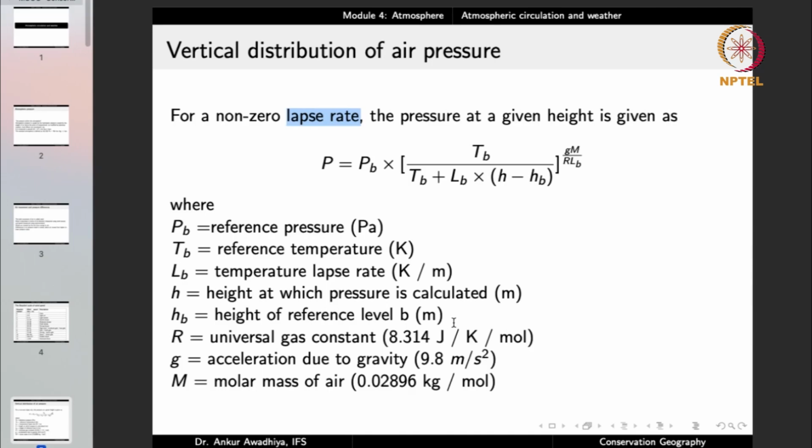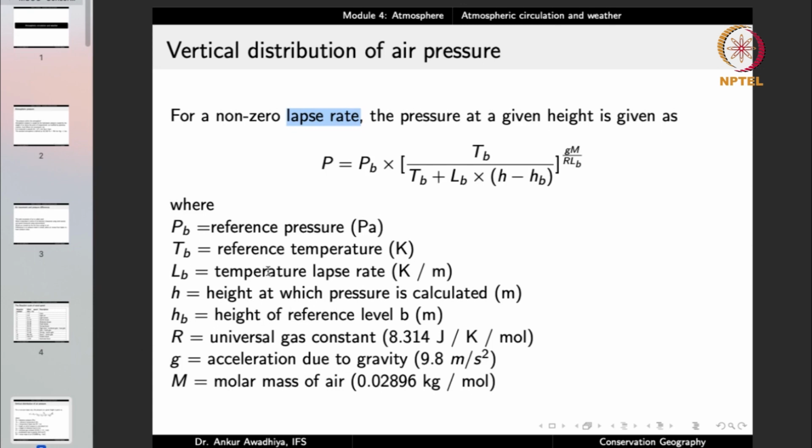Typically, we take the reference level as the sea level, and this portion is raised to the power gM by R LB, where g is the acceleration due to gravity, 9.8 meter per second square, capital M is the molar mass of air, R is the universal gas constant, 8.314 joule per Kelvin per mole, and LB is the temperature lapse rate.